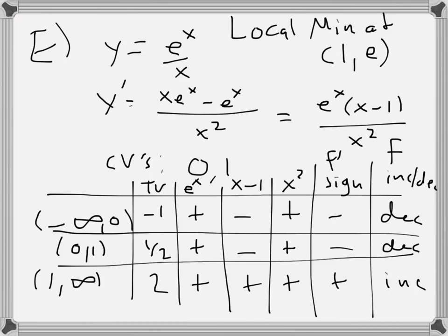If I plug back into the function, e to the 1 is e, divided by x equals 1, so e to the 1 divided by 1. Remember, e is just a number. It's 2.78 something, almost 3. So I've got my local min, no local maxes. Now I want to do my second derivative information. So that was really f and f prime.